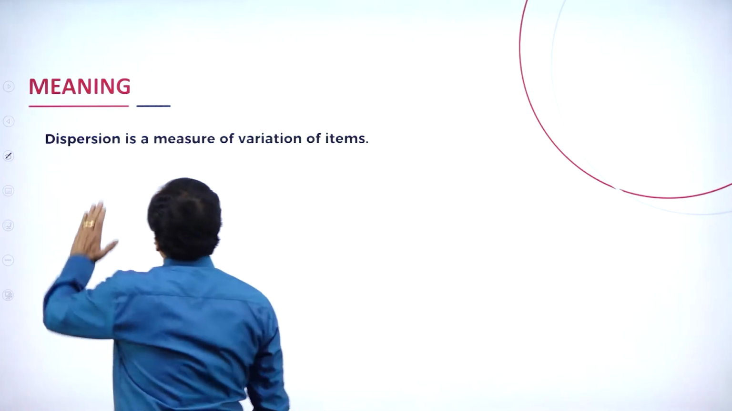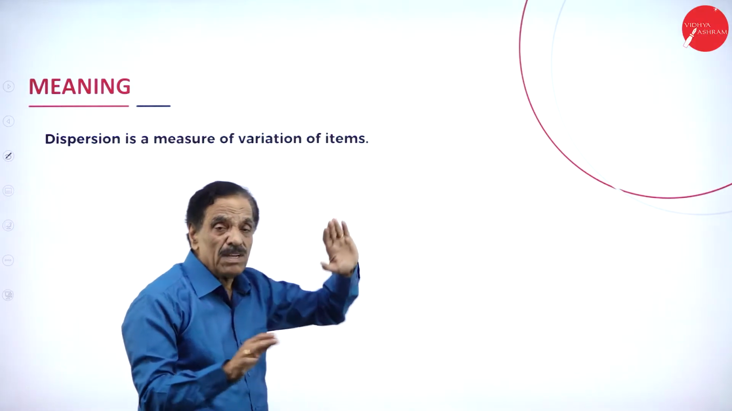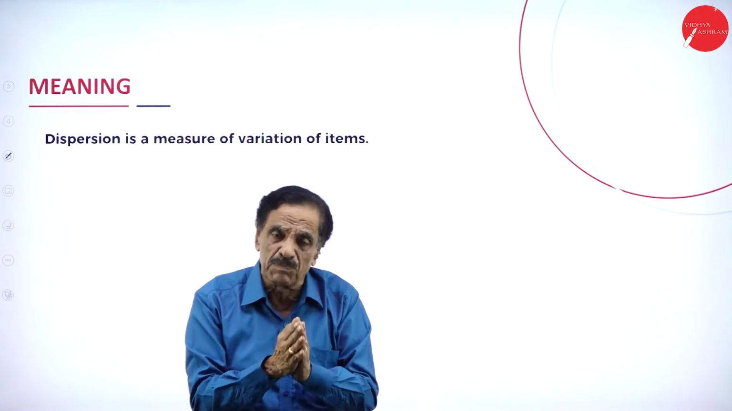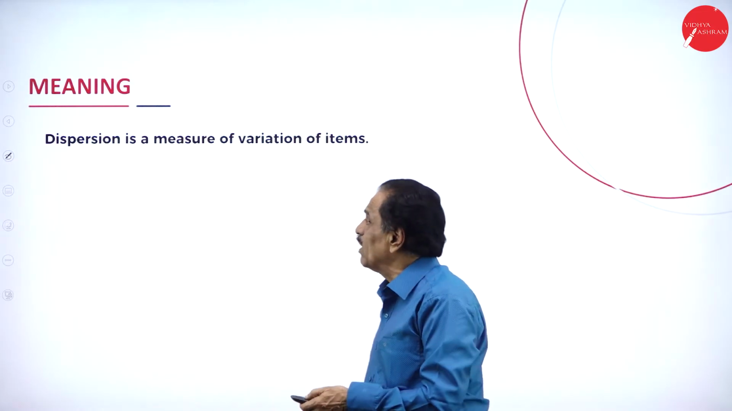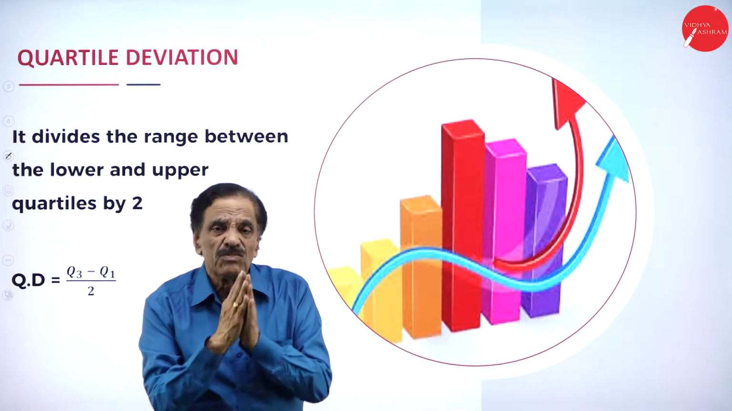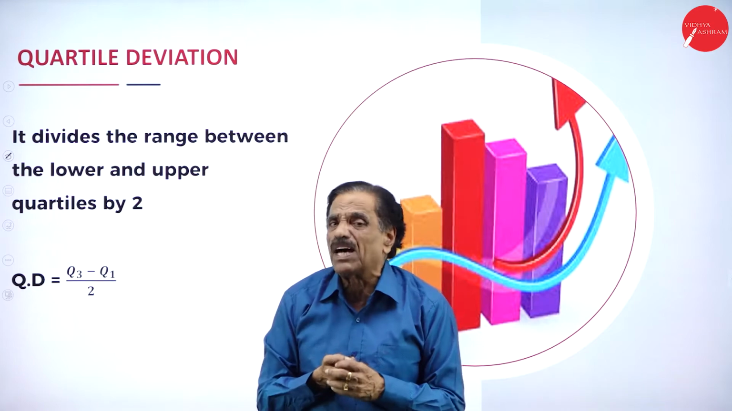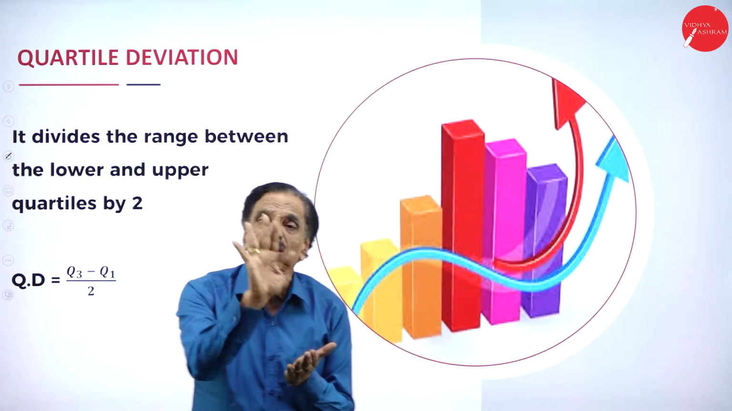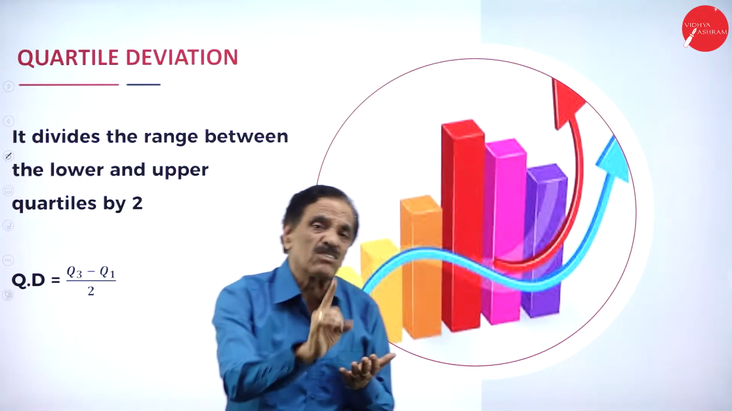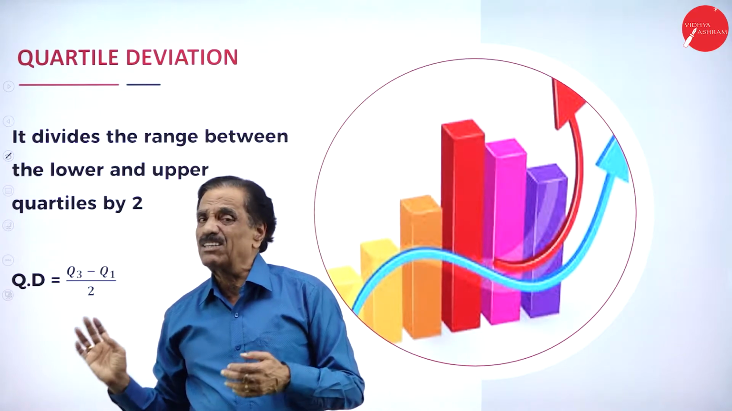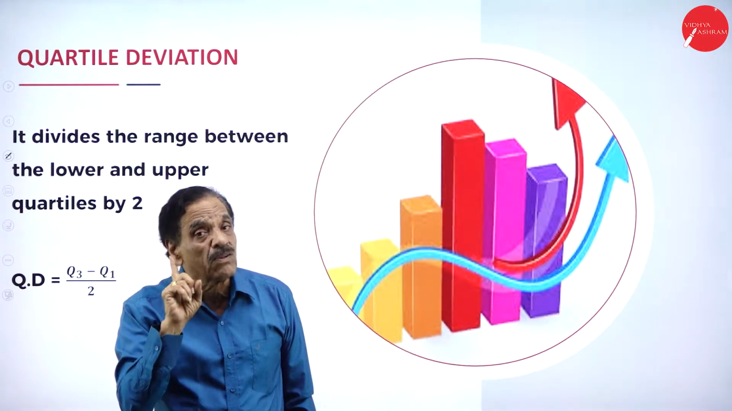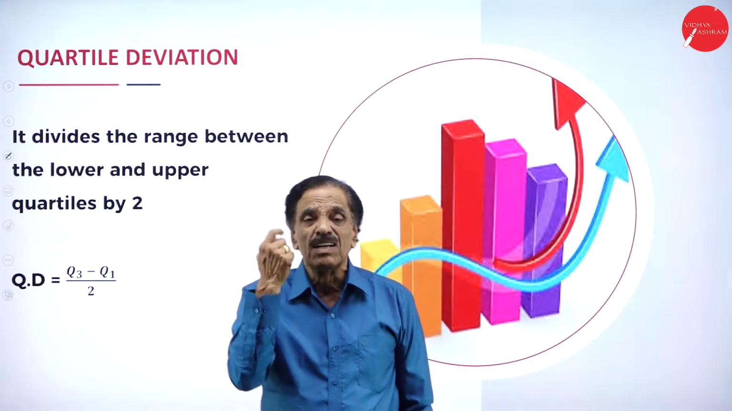I told you, dispersion is a measure of variation of items. When the numbers vary from one number to another, that is what we call dispersion. So we'll go with the first topic. Quartile deviation: the first thing is the quartile. Quartiles divide into quarters; one fourth of a given value is called a quartile. We have got three quartiles. The first quartile is called Q1, the second quartile is called Q2, and the third quartile is called Q3. In statistical language, the first quartile Q1 is called the lower quartile, Q3 is called the upper quartile, whereas the second quartile Q2 is almost the median.